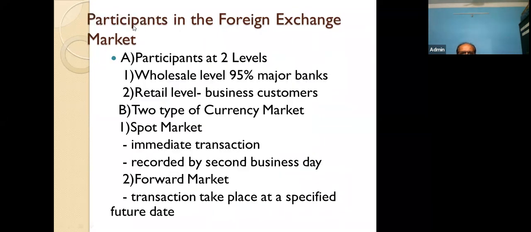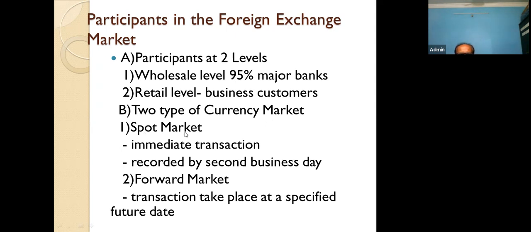Now, this next slide speaks about participants in the foreign exchange market. Who are the participants in the foreign exchange market? Participants are at two levels. Just now we have discussed, that is retail and wholesale. So wholesale level, mostly it is 95% occupied by major banks. Now, who are the major banks? Central Bank of India, that is Reserve Bank of India, and even private banks like HDFC, ICICI, they are also the major banks in regards to this 95%. Then retail level, as I told you, the tourist, that is business customers. Tourist and business customers fall under this retail level category. Then two types of currency market. Basically, currency market is of two types.